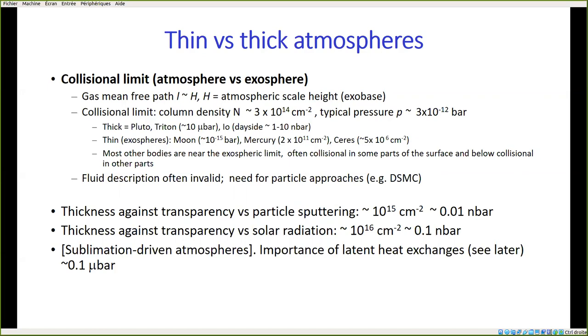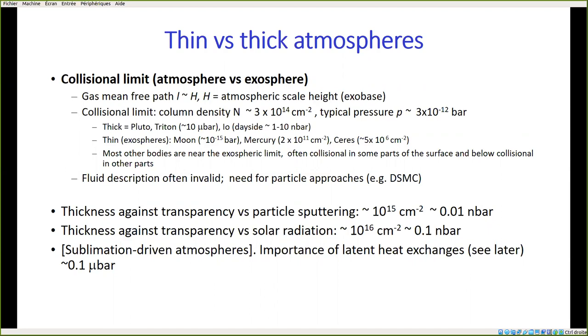And an exobase corresponds to a typical column density of 3 times 10 to the 14 molecules per square centimeter, or if expressed in pressure, to a typical pressure of a few picobars. Above the collisional limit, we can speak truly of atmospheres. And clearly, this is the case of Pluto and Triton, which have about 10 microbar atmospheres, and Io, at least on its day side, where the pressure is several nanobar.